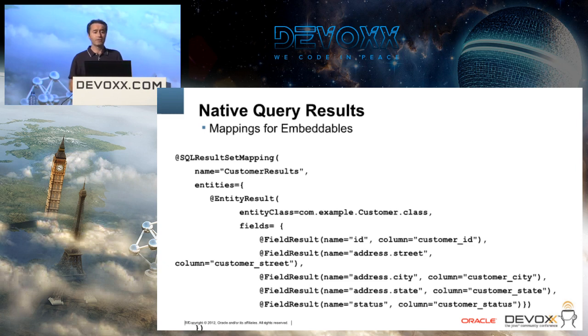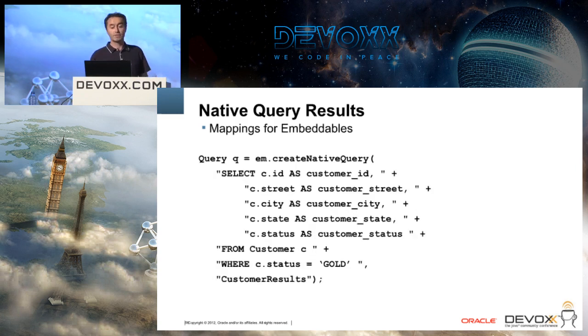So I said, if you look down there under entities equals @EntityResult, I'm actually going to build an entity from this native SQL query. The class is Customer. And then I map, this time, field results, right? So I'm mapping not just the columns, I'm mapping the fields to the columns. So ID is coming from customer ID. And then the embeddable address.street is also coming from a certain column. So I'm actually able to build not just the top level entity, but also build out the embeddables from my native SQL query. So this is a nice feature.